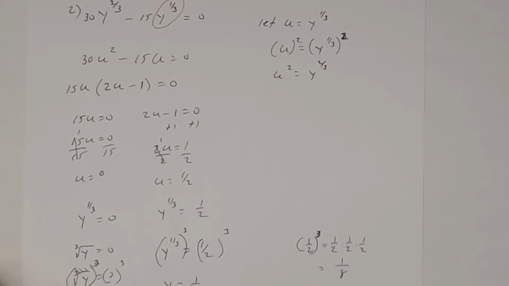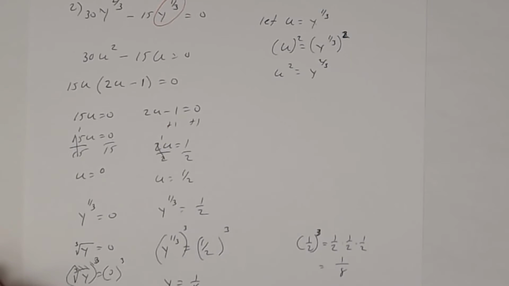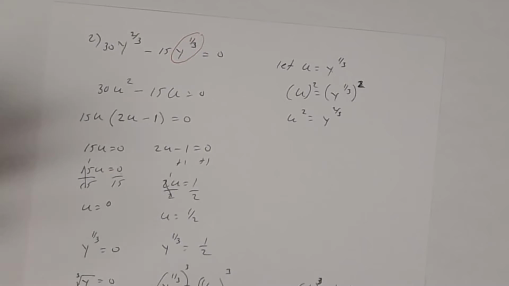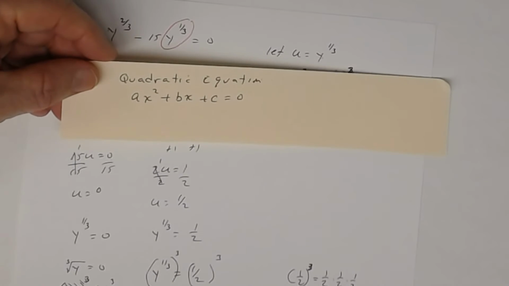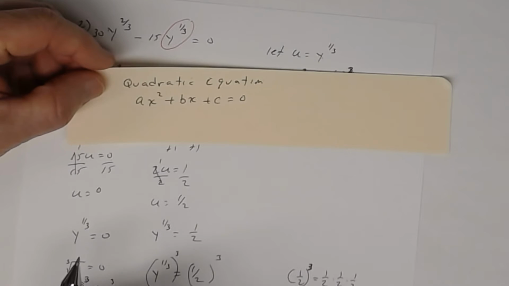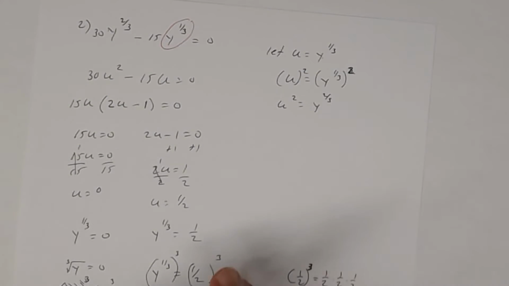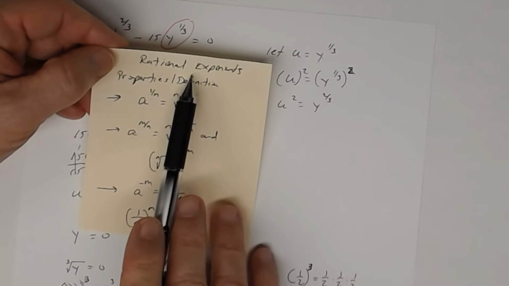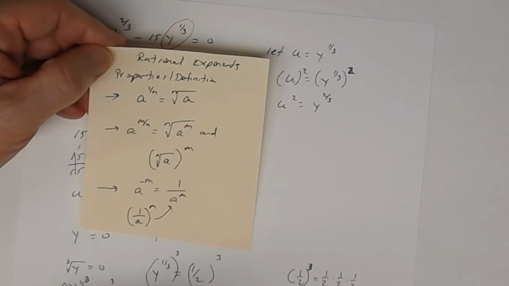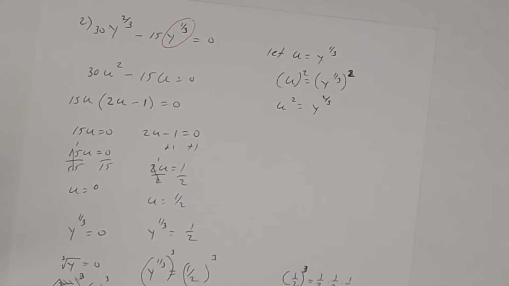All right, so that's number 2. So it's not a difficult process. It's just remembering some things that you've learned in the past. For one of them being how to solve a quadratic equation by factoring, and in number 2, we had to remember some ideas about rational exponents. Okay, let's look at number 3.